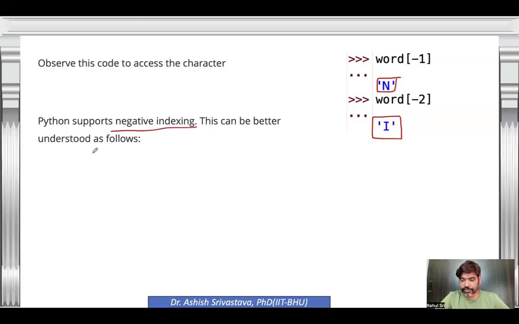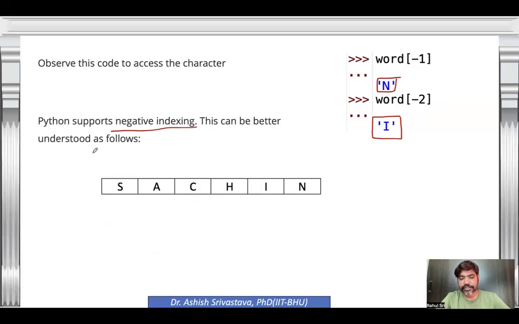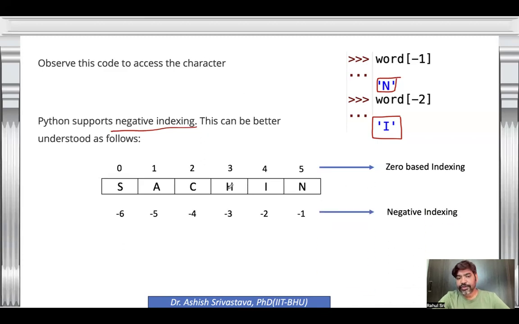This can be understood with this example. I have this word Sachin. This is zero-based indexing, so it starts with 0, 1, 2, 3, 4, 5. And if you start from the back, we can give -1, -2, -3, -4, -5, -6. This is what is called the negative index. So if you want to extract this n from Sachin, you can do word[5] or you can put word[-1]. Correct? This is another way of accessing the last element of the word.